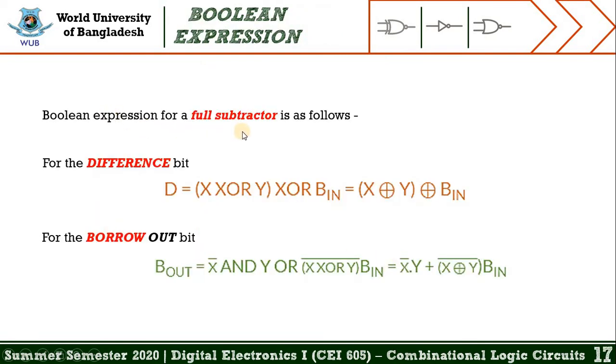Now from this slide we may learn the Boolean expression of the full subtractor. For the difference bit, we may find, inside the parenthesis, X XOR Y XOR borrow in. For the borrow out bit we may find NOT X and Y, or inside the parenthesis, NOT of X XOR Y, and B in.